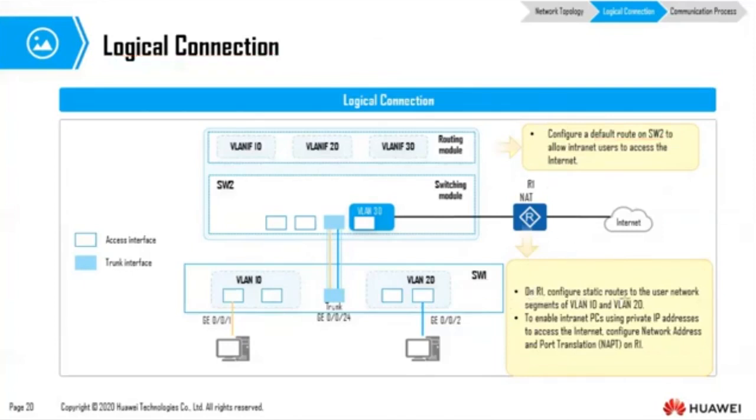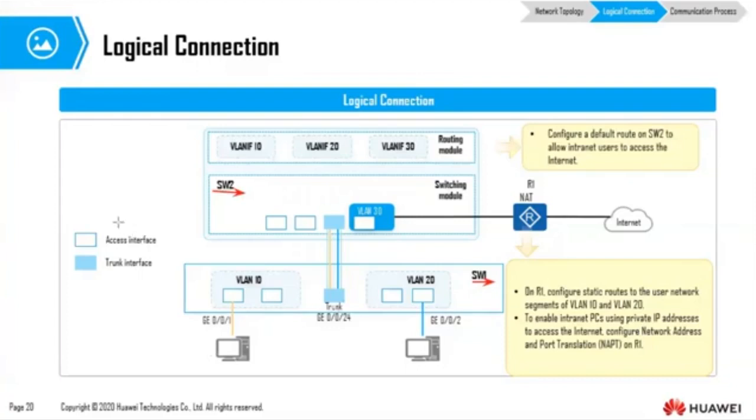On R1, configure static routes to the user network segment of VLAN 10 and VLAN 20 to enable intranet PCs using private IP addresses to access the internet. Configure NAT, network address port translation, on R1. Okay, so generally we know that here we have two switches, the access layer switch and the aggregation layer switch, switch 1 and switch 2.